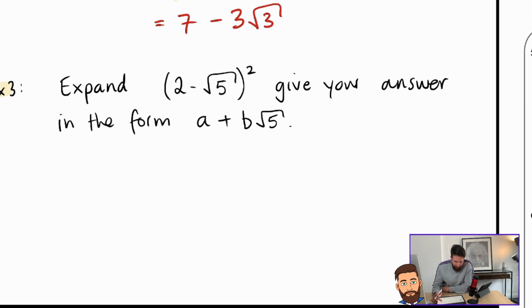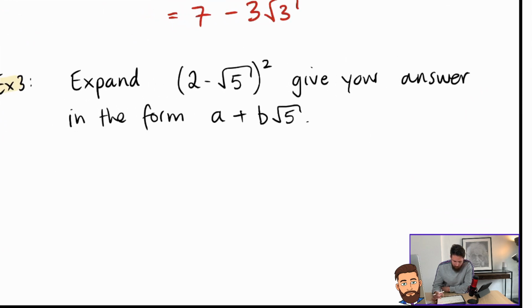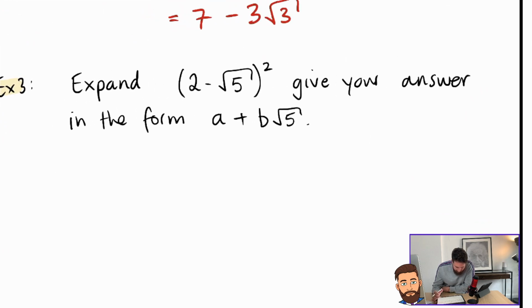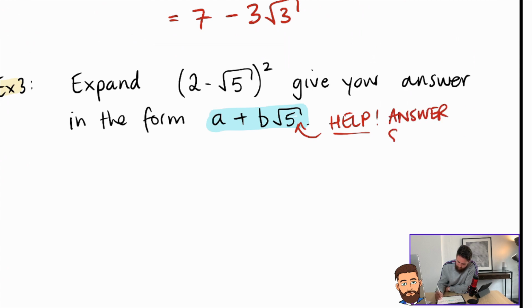Okay, moving on to the final example. Looks a lot more intimidating, but again, they're helping us here. This is what my answer needs to look like. So this is almost helping us. It's what my answer should look like.